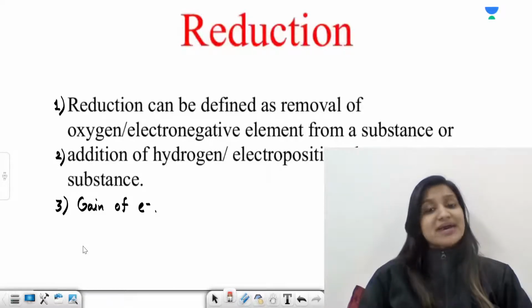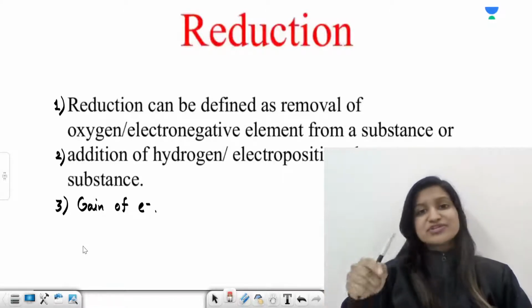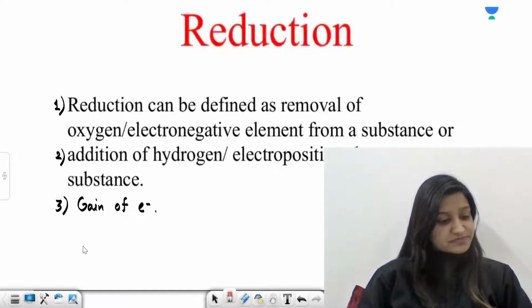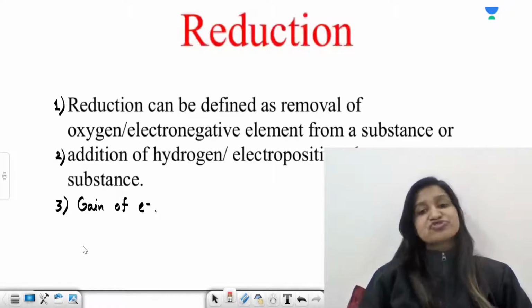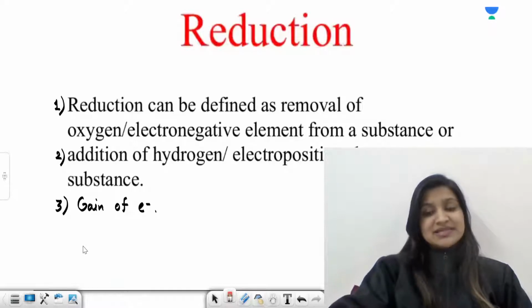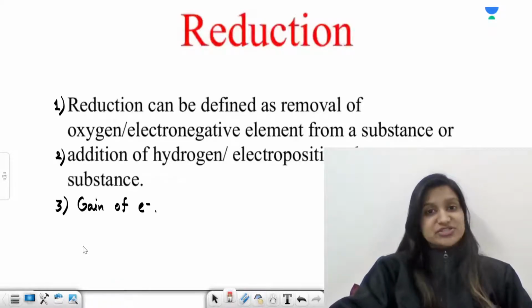Okay. And in case of oxidation, we saw it was removal of hydrogen. So in reduction it will be the reverse. So it will become what? It will be addition of hydrogen or electropositive element. And similarly, oxidation was loss of electrons and reduction will become gain of electrons.